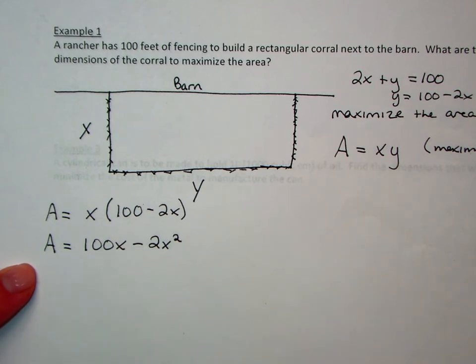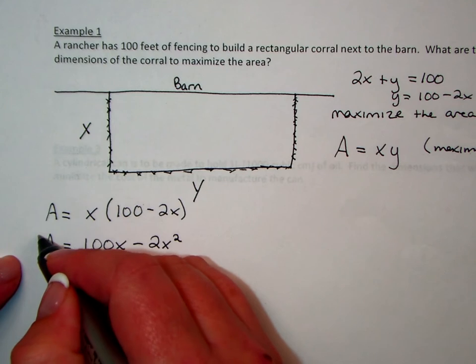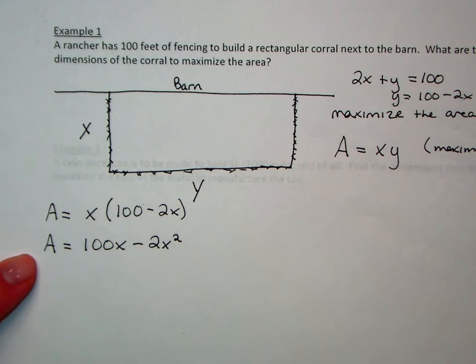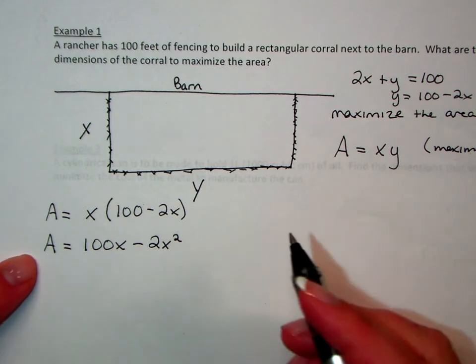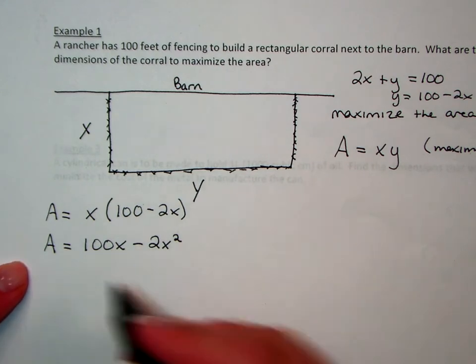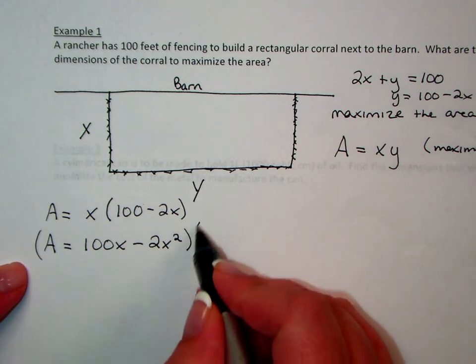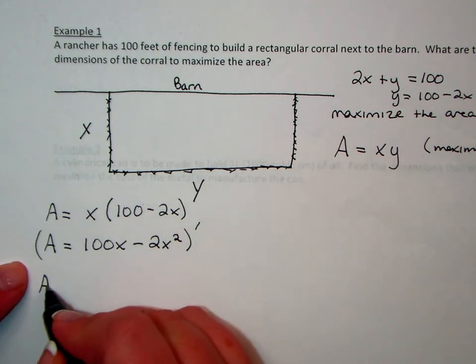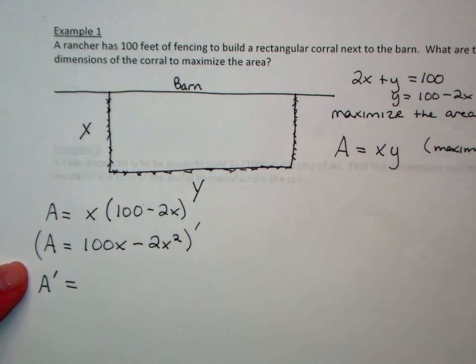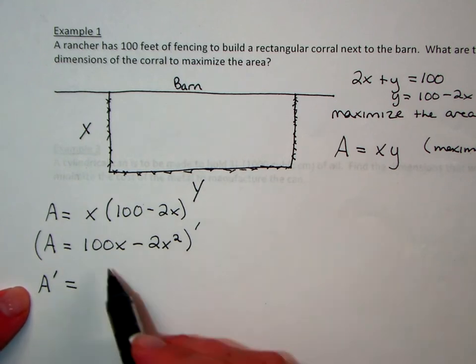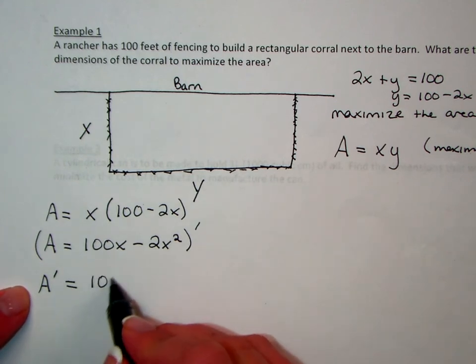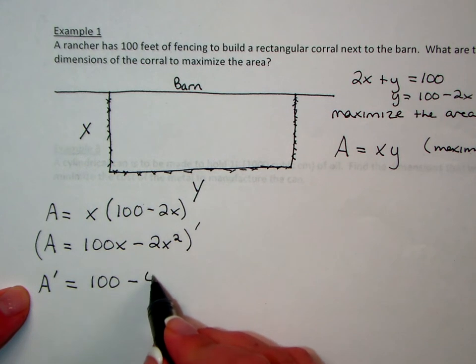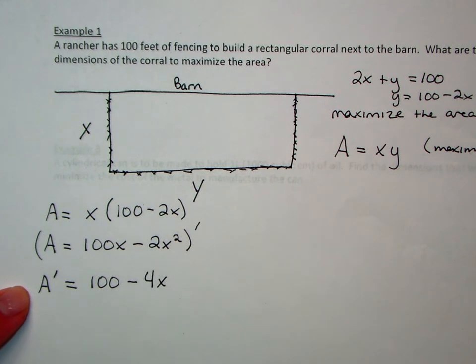So now what I'm going to do is differentiate this, because where does the max or the min occur? It occurs where the derivative equals 0. So I'm going to differentiate this function. On the A side, I'm just going to write A prime, and we're going to differentiate with respect to x. So the derivative here is going to be 100 minus 4x.